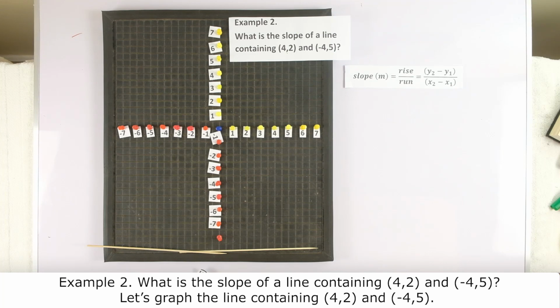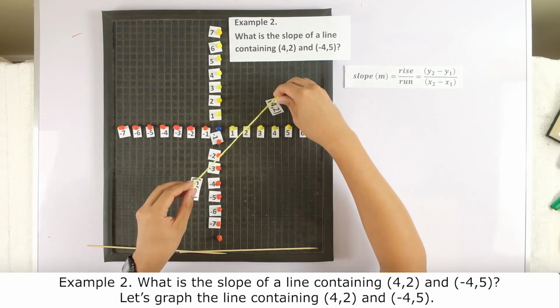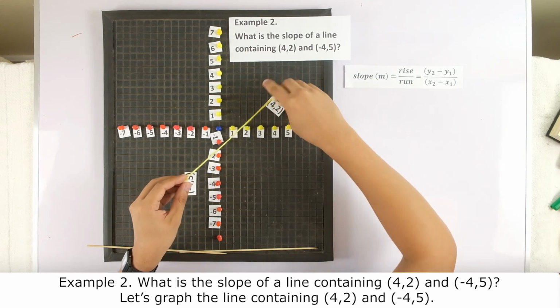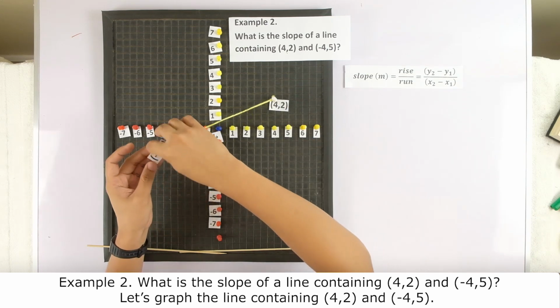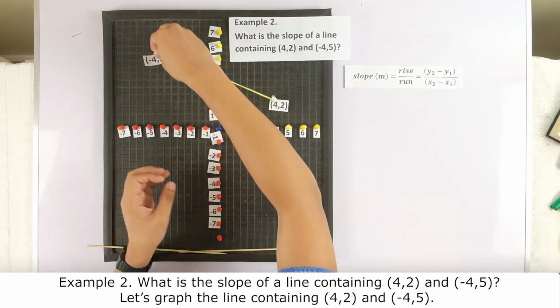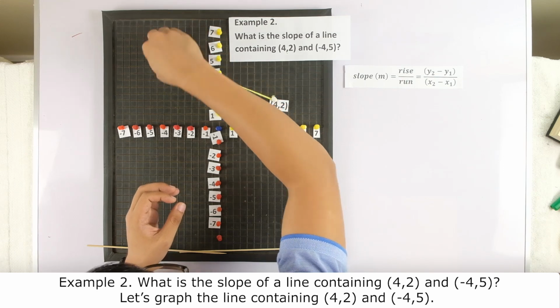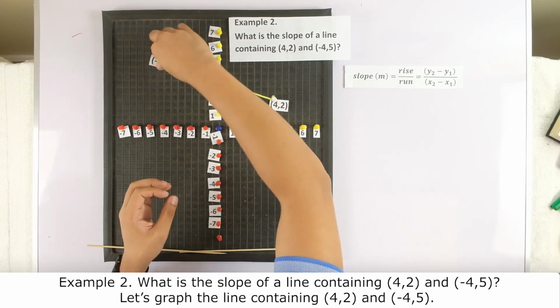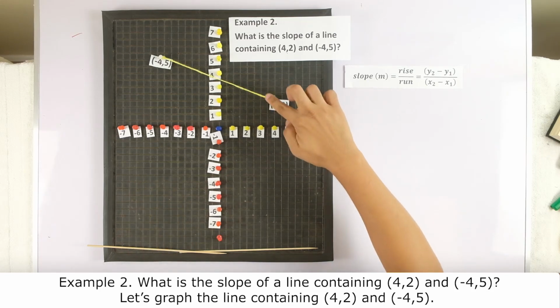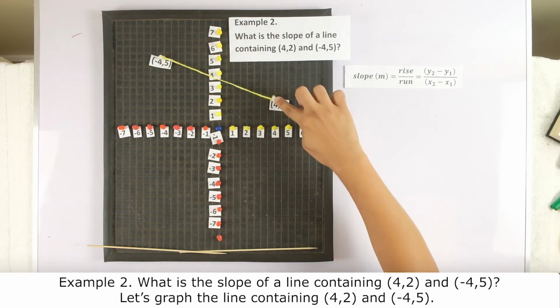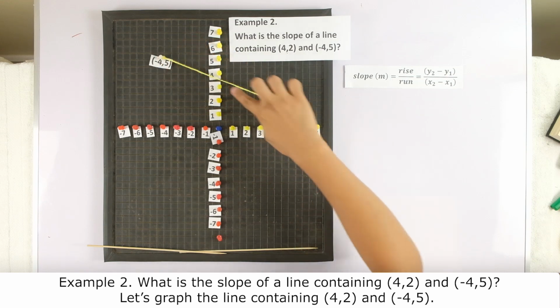Example number 2. What is the slope of a line containing 4, 2 and -4, 5? Let's graph the line containing 4, 2 and -4, 5. This is the line containing 4, 2 and -4, 5.